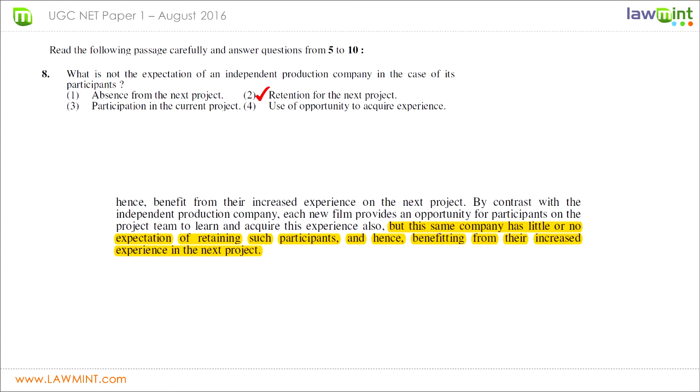Question number 8 asks us, what is not the expectation of an independent production company in the case of its participants? Now, if you look at the highlighted part of the paragraph below, it says that the same company has little or no expectation of retaining such participants and hence benefiting from their increased experience in the next projects. So it says that an independent production company is not expecting to retain the participants of the project, therefore it does not benefit from their increased experience in the next project. Therefore, the correct answer choice here is option 2, which is retention for the next project.